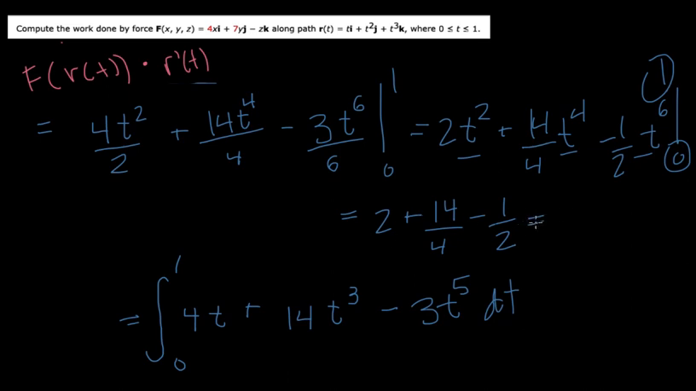Simplifying here, we could actually do this on the calculator. We have 2 plus 14 over 4 minus 1/2. Our final answer for the work done would just be 5.